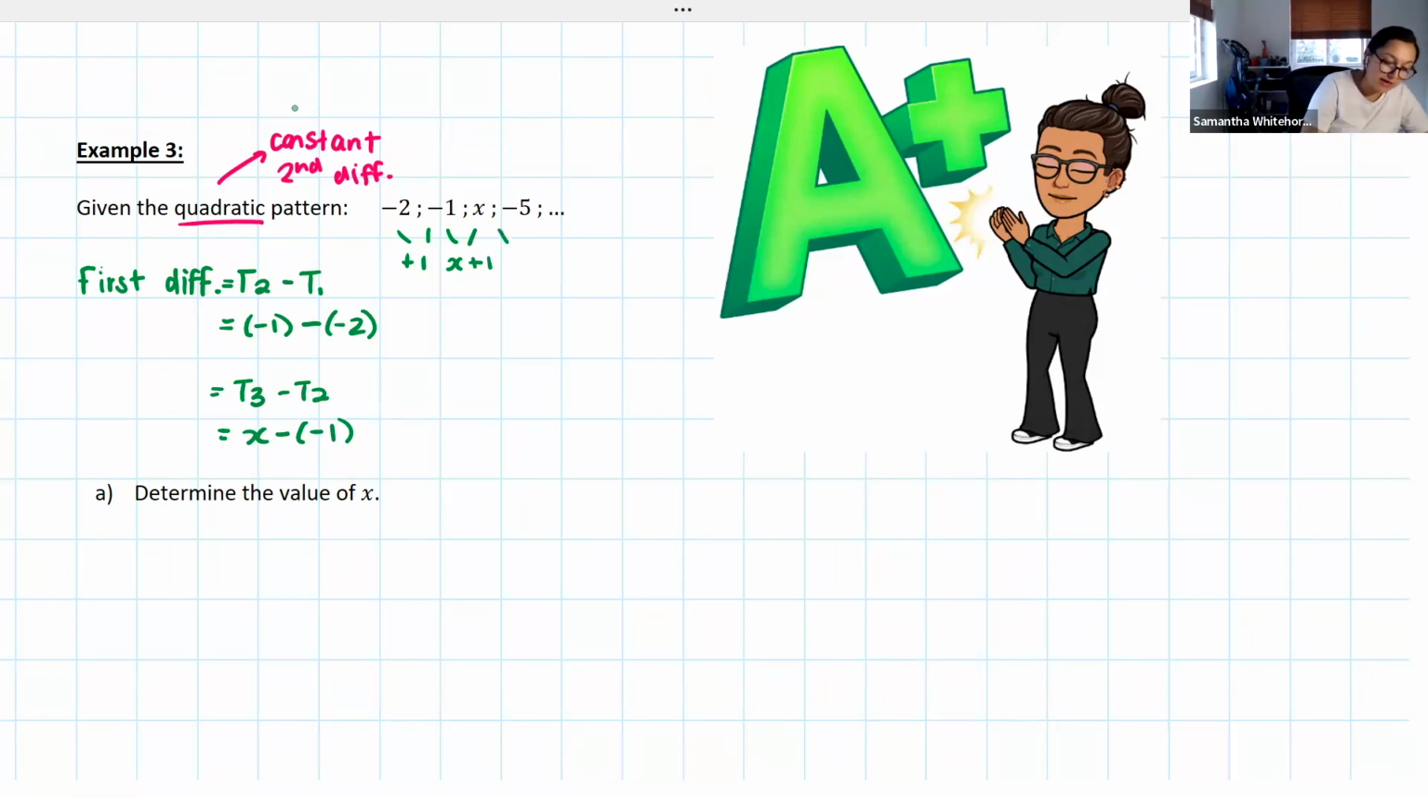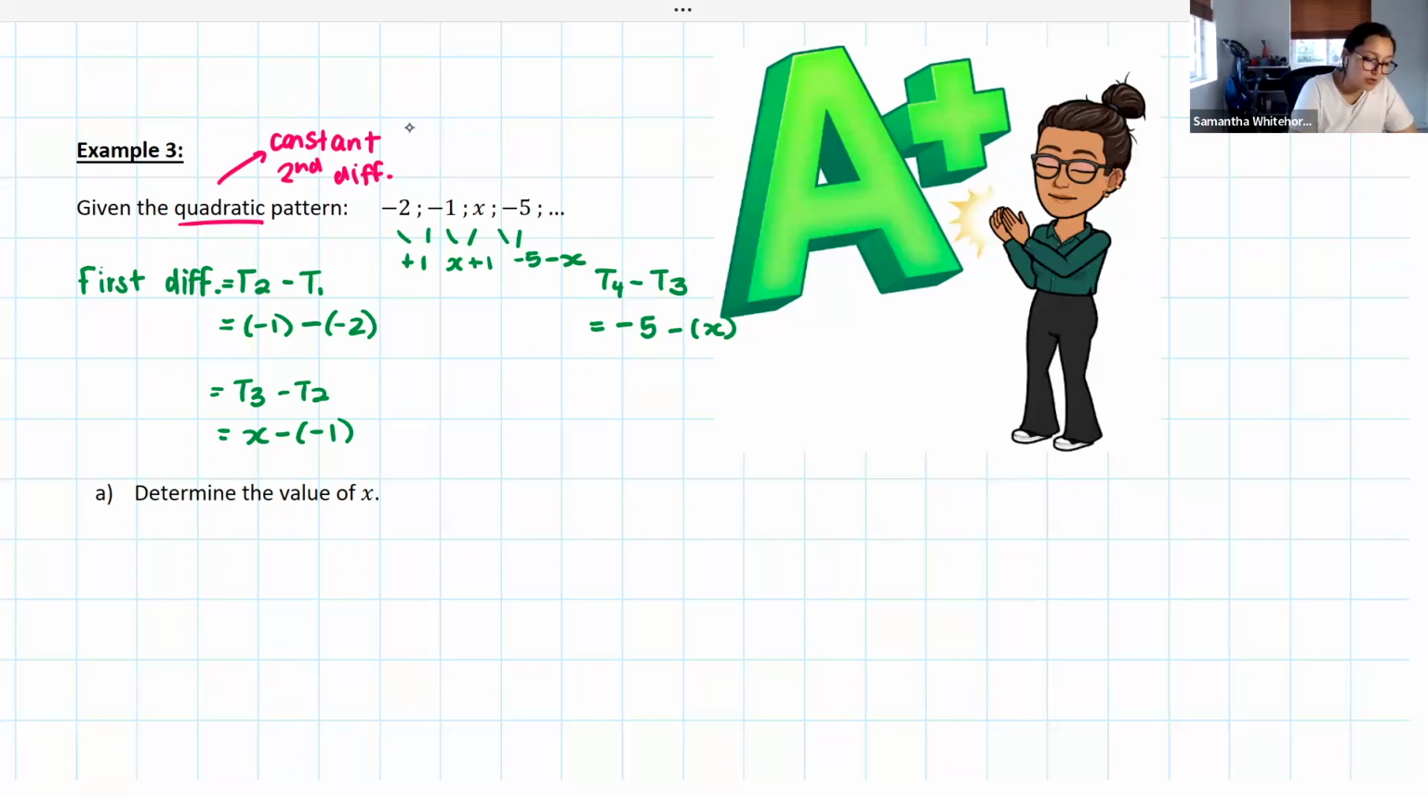And the same thing for the next step. If I now want my next difference, it's going to be term 4 minus term 3, which is then -5 minus x. And so this difference is -5 minus x. It's really important to know how to actually calculate those differences, because in questions like this, where you have to work out x, you're going to rely on those differences. All right, so we've got our first differences. It's all in terms of x, but what's really important is that we do work out our second differences.